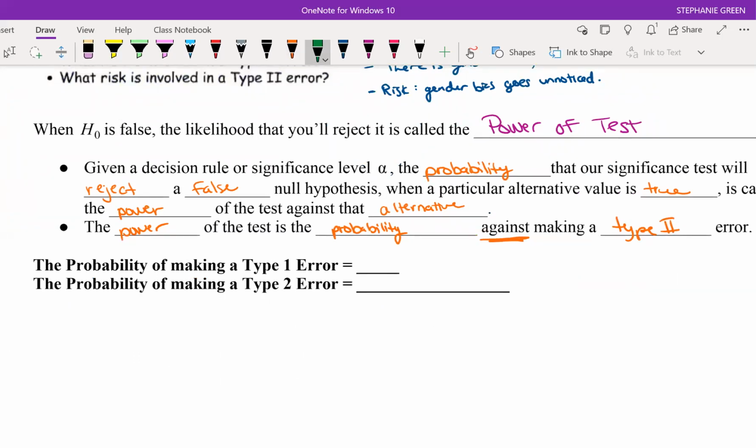So the probability of making a type 2 error we refer to as beta. It's always equal to 1 minus the power of the test, the probability that we don't successfully reject the null. The probability of type 1 error is very simple, actually. We determine the probability of a type 1 error before we even start doing our significance test. It's alpha. We choose our alpha when we're doing our test.